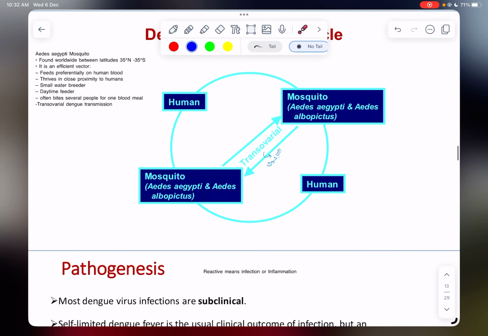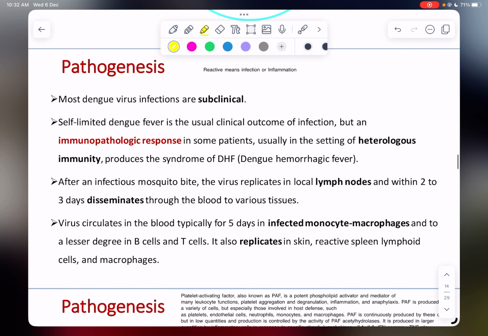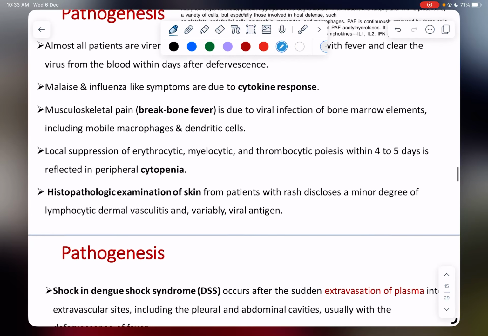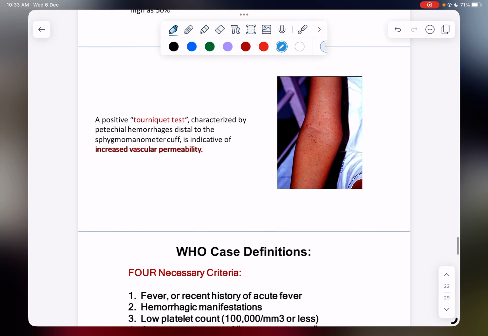Now, once the mosquito bites, the virus goes into the local lymph nodes, replicates over there, stays there for 2 to 3 days, and then disseminates through the blood into the other tissues. It infects the monocytes and macrophages in great quantities, and to a little extent B cells and T cells also. Here, the replication is abundant. Then it can also infect the skin, other lymphoid tissue, and the tissue macrophages, and it can replicate in them also, producing some skin rash in some cases.